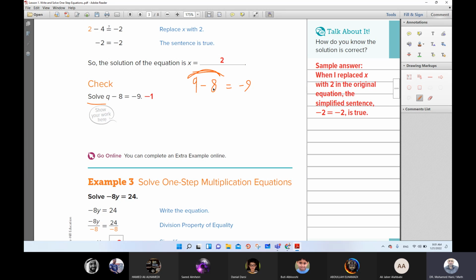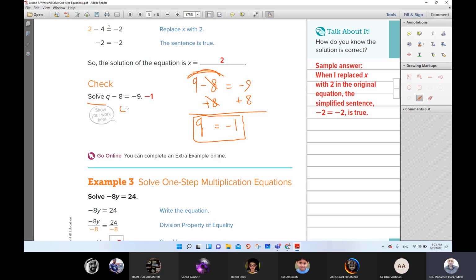How to remove negative 8? Add the additive inverse. What is the additive inverse of negative 8? Plus 8. So you can add 8 to the two sides. Plus 8 here and plus 8 here. Negative 8 plus 8 will be 0, remains q here, equals negative 9 plus 8, which will be negative 1. So the solution of this equation is q equals negative 1.